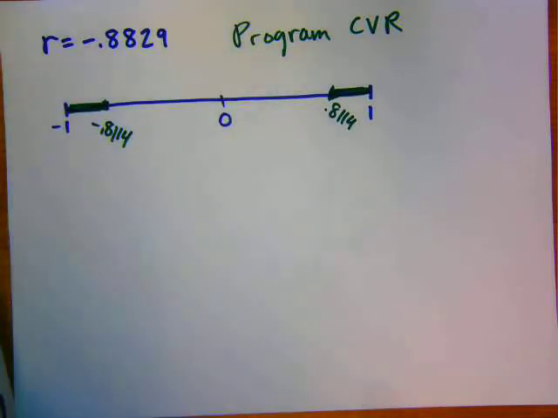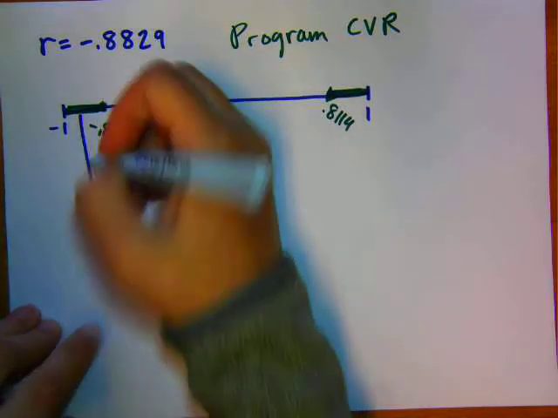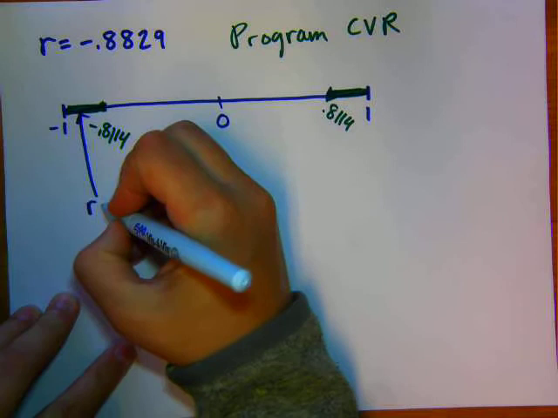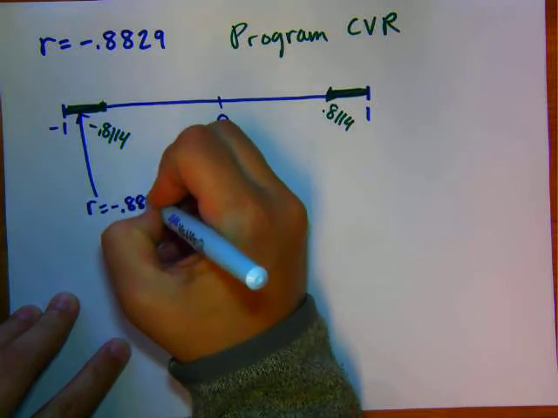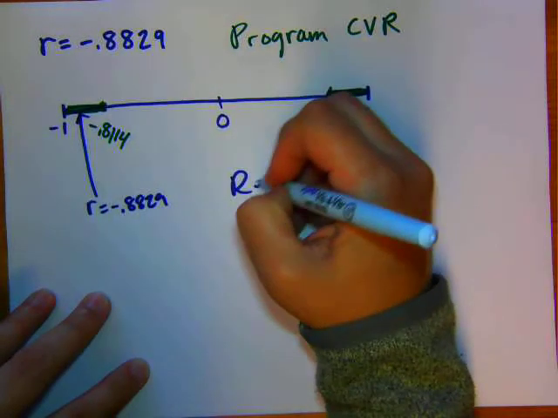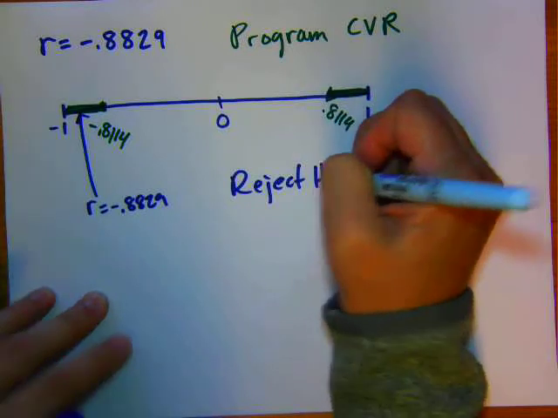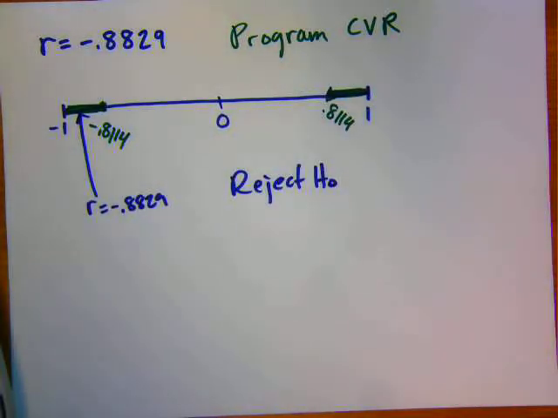So if I look back at this R value, it is in the tail, so we would reject the null hypothesis. Now this is in a table. There is a table in the appendix in the back of your book that has different values for correlations.